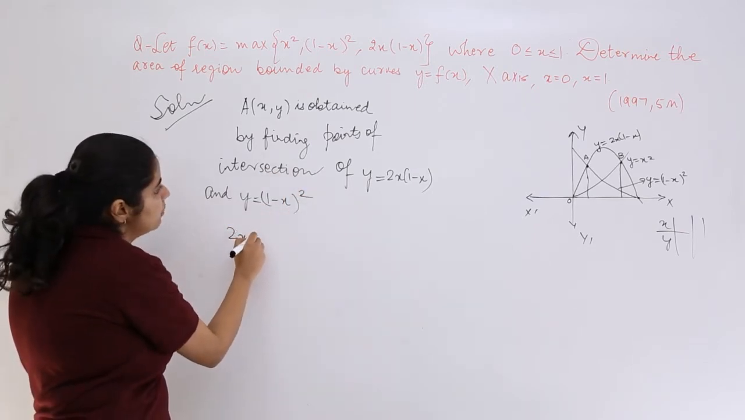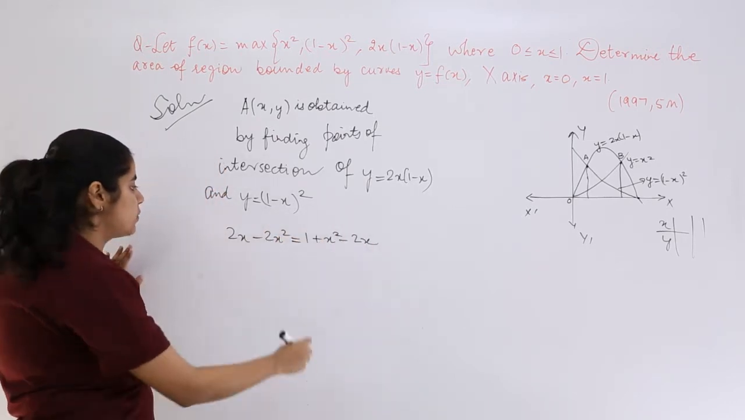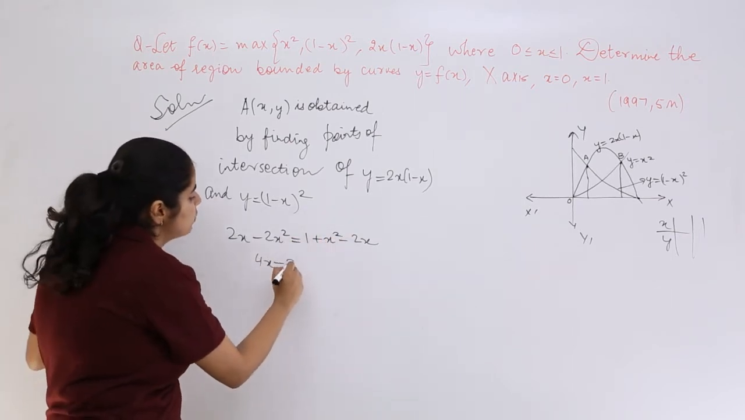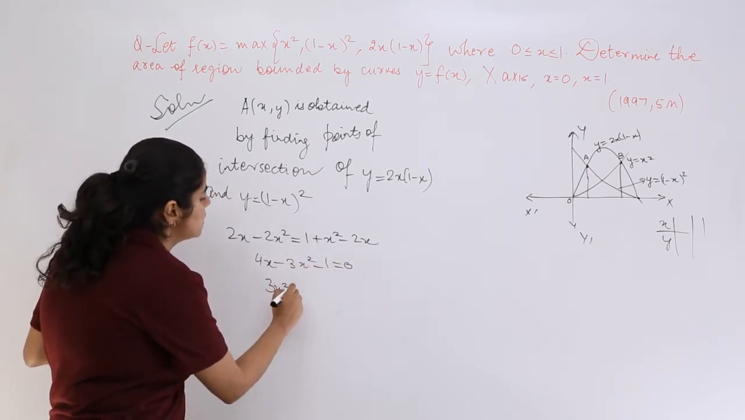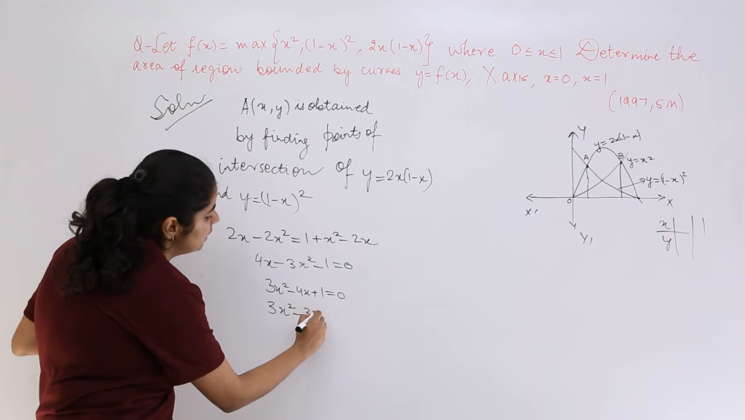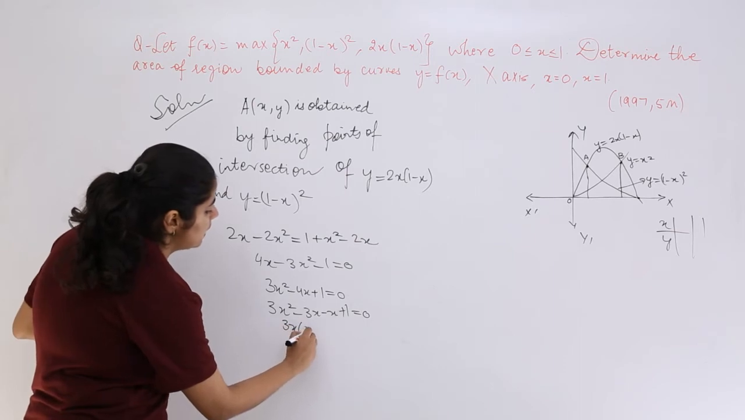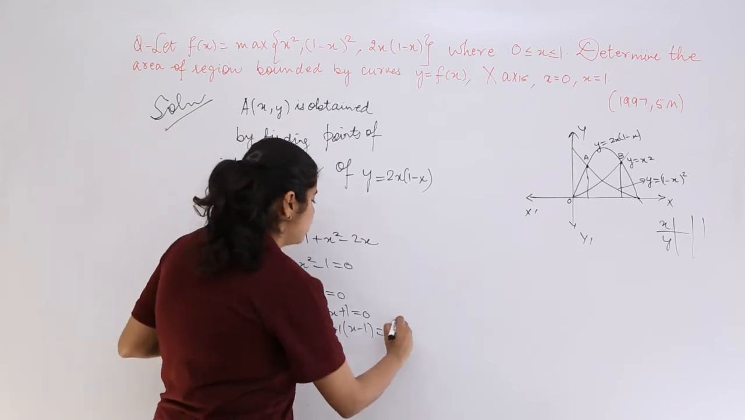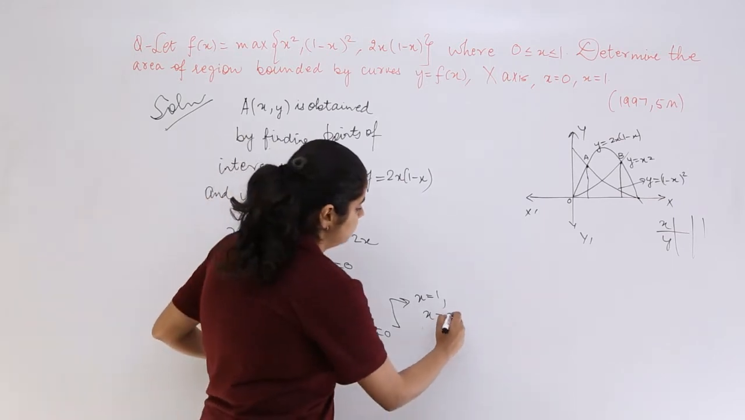So let's compare these. It becomes 2x minus 2x square is equal to 1 plus x square minus 2x. Now see, 2x and 2x becomes 4x. Minus 2x square minus x square becomes minus 3x square, minus 1 is equal to 0. Let me again solve it: 3x square minus 4x plus 1 is equal to 0. Upon splitting the middle term, I get 3x(x minus 1) minus 1(x minus 1) is equal to 0. So what is my answer? It is x is equal to 1 or x is equal to 1 by 3.